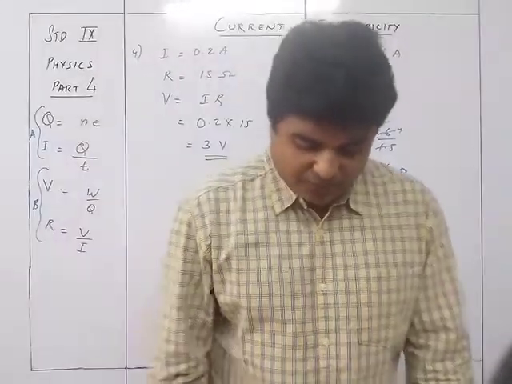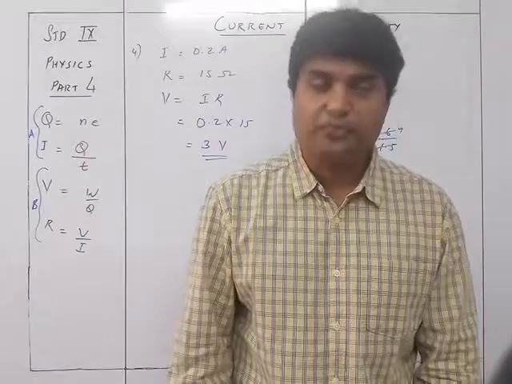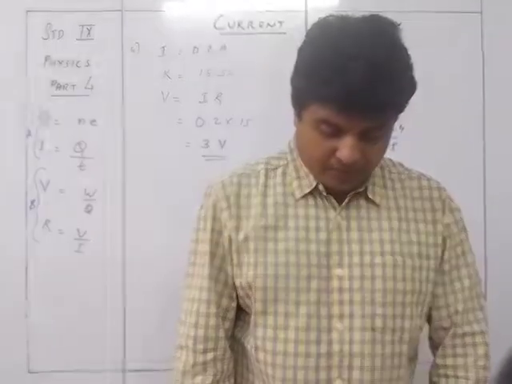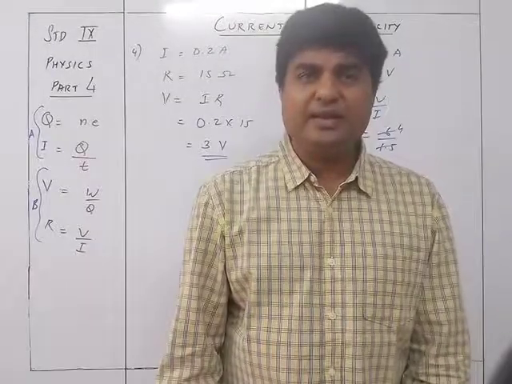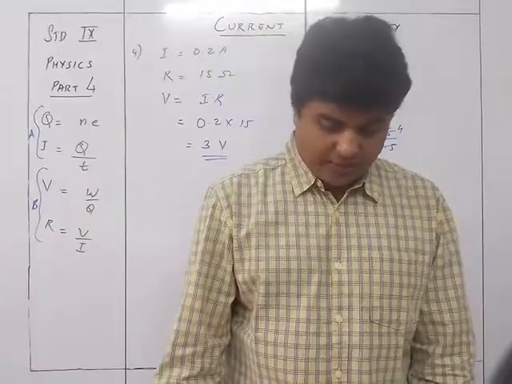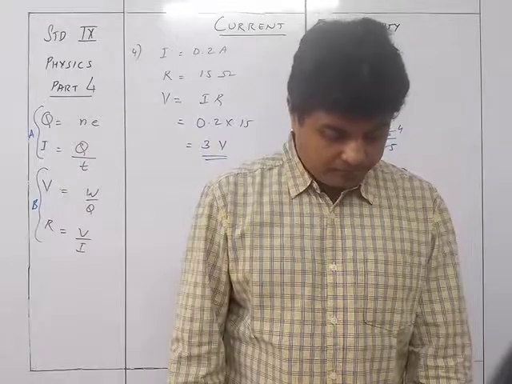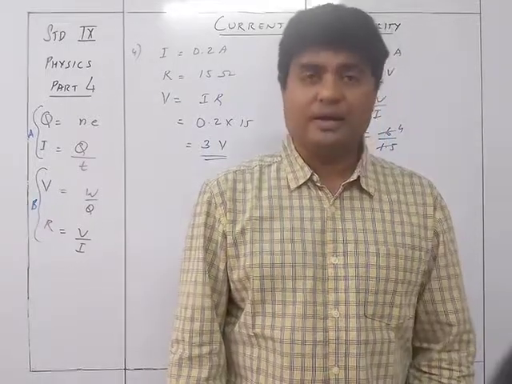So these are the total 7 numericals of both part A and B combined of current electricity. Okay, very easy numericals, not to worry at all about it. So that's about the chapter current electricity.